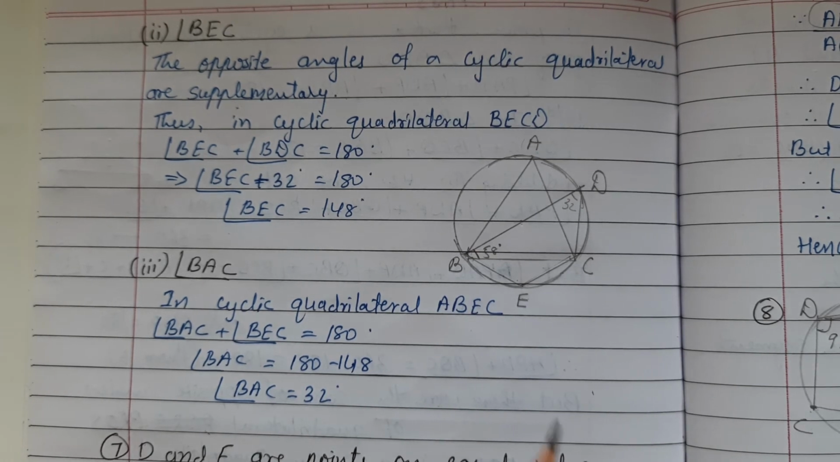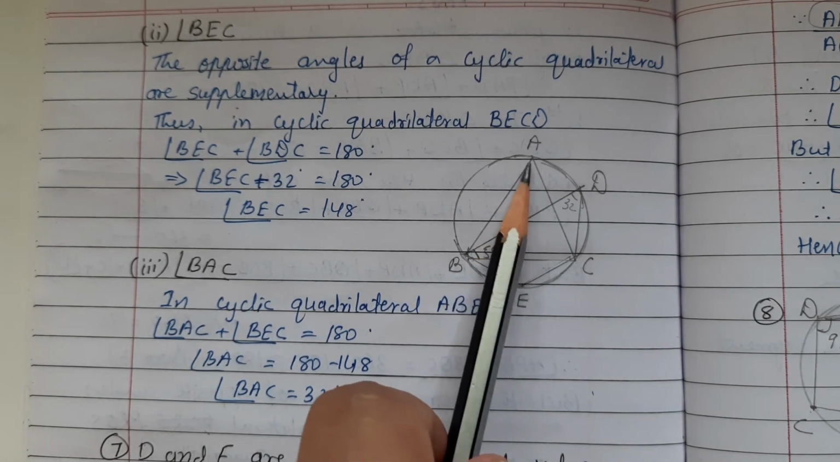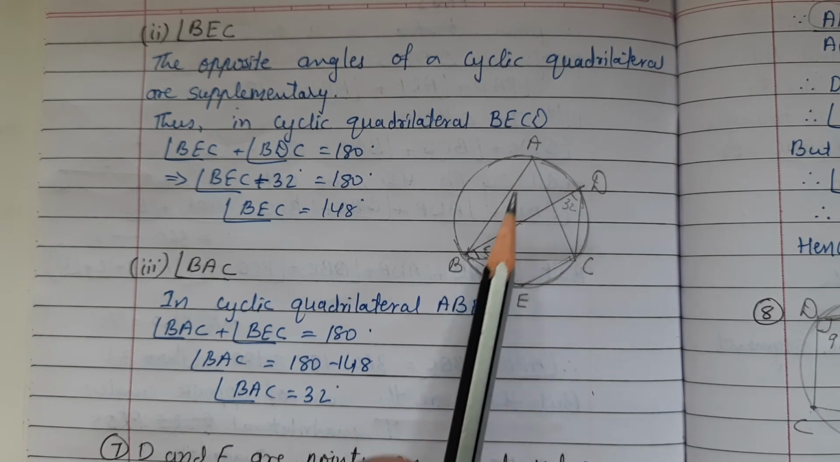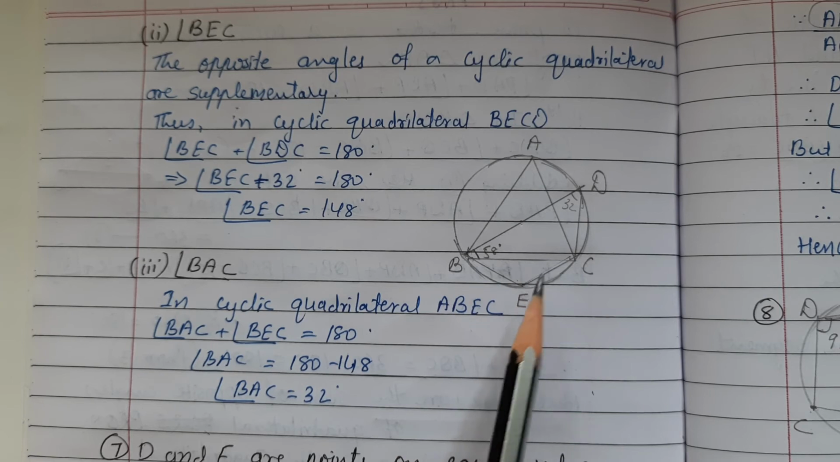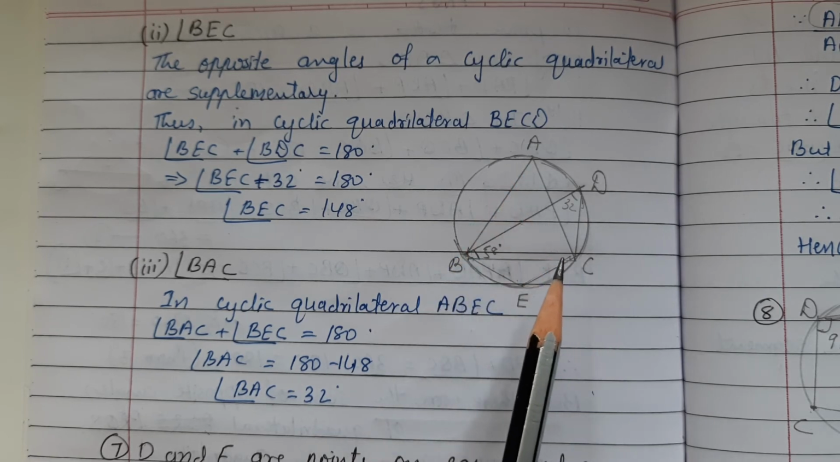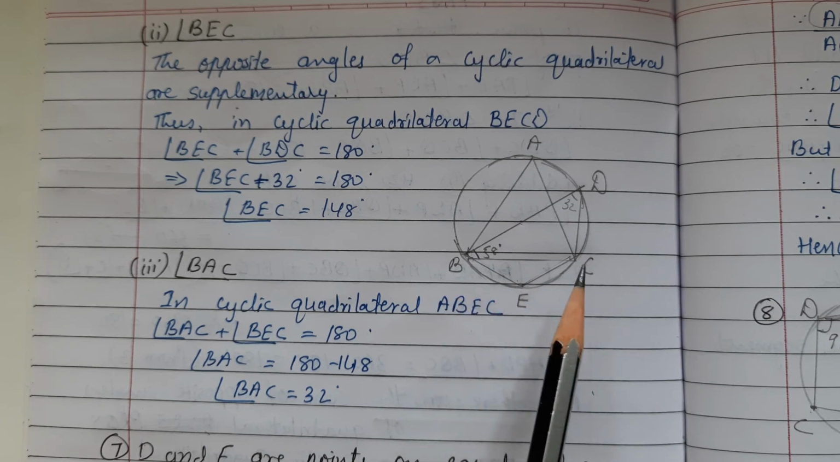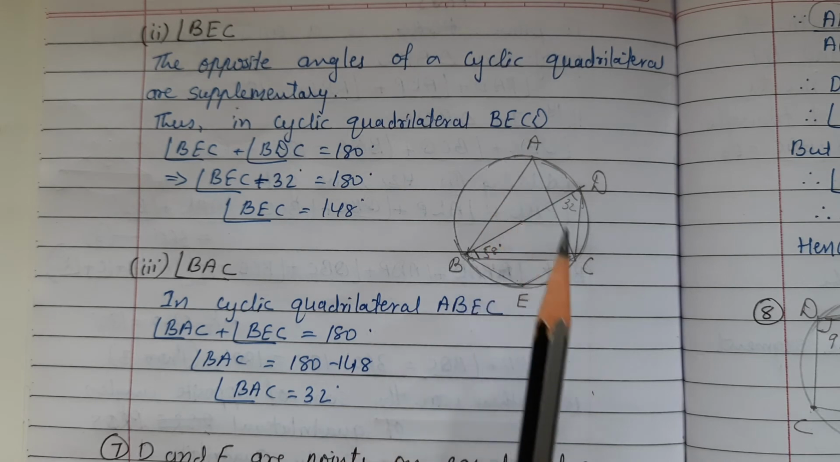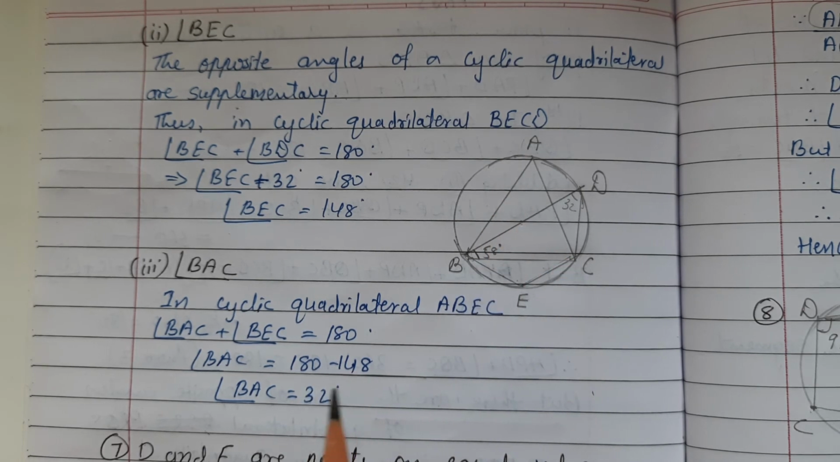Third part, find angle BAC. In cyclic quadrilateral ABEC, angle BAC plus angle BEC equal to 180 degrees. Therefore, angle BAC is equal to 180 minus 148. Angle BAC equal to 32 degrees.